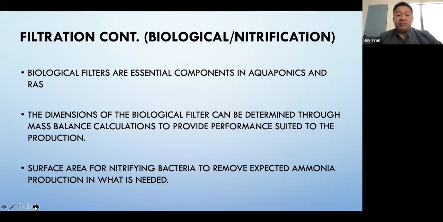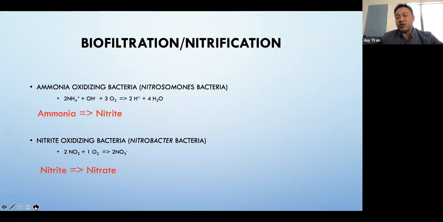This is very important. Most people, when they size biological filters, are just talking about surface area. You really should be talking about usable surface area. Here's a really simple rule of thumb, the process in nitrification: ammonia oxidizing bacteria, Nitrosomonas, and then nitrite oxidizing bacteria, Nitrobacter. This is pretty common.